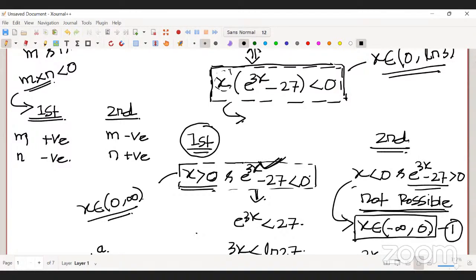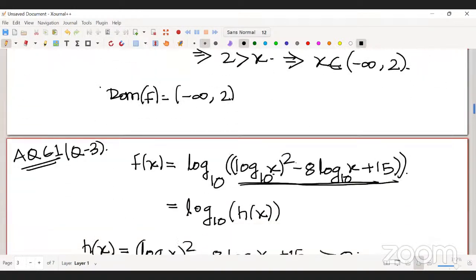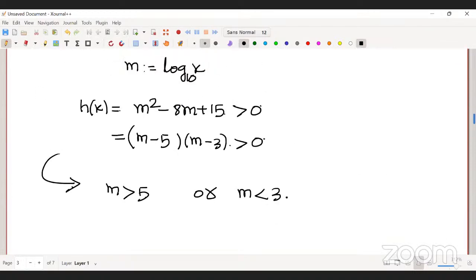Sorry. So similarly, the same thing. When the product of two things is positive, both are negative or both are positive. Here, m will be greater than 3, right? I'm confused about this step. How can we take m minus 5 greater than 0 or m minus 3 greater than 0?